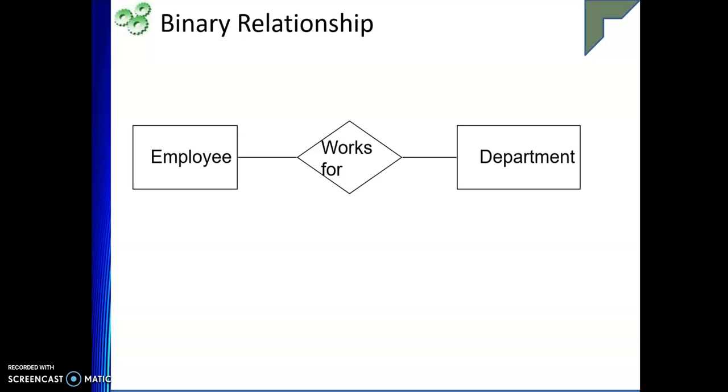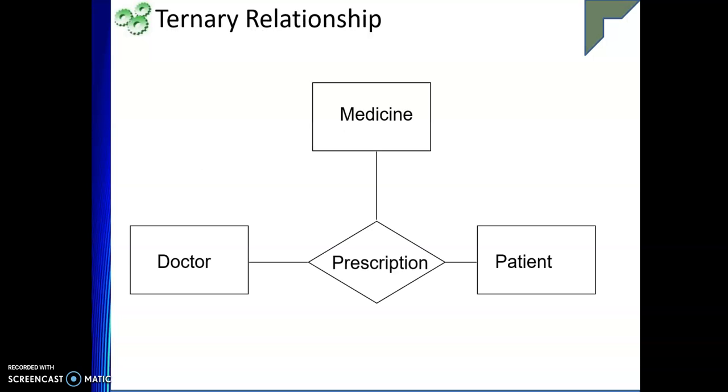Then for a binary relationship, we talked about one example of employee and department, where an employee works for a particular department. Then for ternary, we gave an example of doctor, medicine, and patient, where a doctor prescribes certain medicines to the patient.